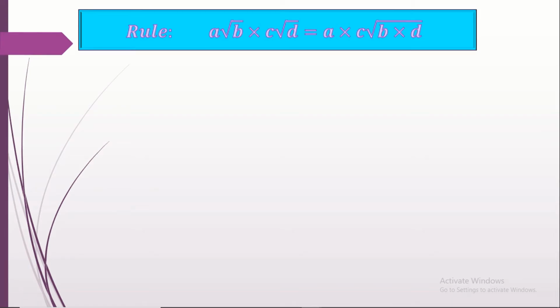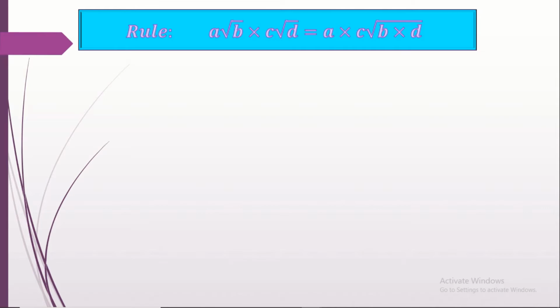In this video, we're going to learn how to multiply square roots in addition to the comparison of square roots. Now let's start together. As you see, for example, if we have in general a radical b times c radical d, it's equal to a times c radical b times d.